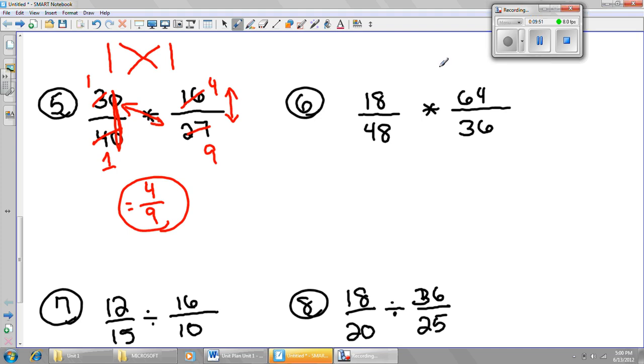Again, I'm going to check all 4 directions. Right off the bat, I see this one. That's the one that's obvious to me. I know that 18 times 2 is 36. So I'm going to divide by 18 and get 1, and divide by 18 and get 2. Now I'm not sure about those, but I'm definitely sure about these. So I'm going to divide by 2, and divide by 2. So right now I have 1/48 times 32 over 1.